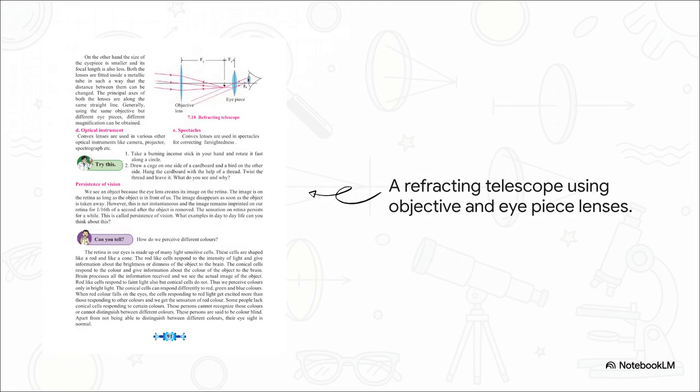Now contrast the microscope, which looks at the tiny, with the refracting telescope, which looks outward to the vast stars. A refracting telescope uses a very large objective lens with a much larger focal length. Why? To collect the maximum amount of light possible from distant astronomical sources. The smaller eyepiece lens then forms the final magnified image for the astronomer to see.